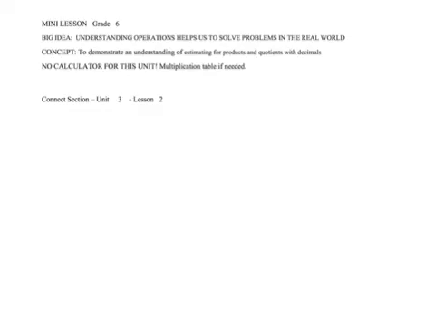All right. In this new unit, the second part of our new unit, our big idea is understanding operations to help us solve problems in the real world. Today, we're going to work on demonstrating an understanding of estimating for products and quotients. Products, of course, mean multiplying, and quotients mean dividing. There is no calculator for this unit. However, you may use a multiplication table if you need one.